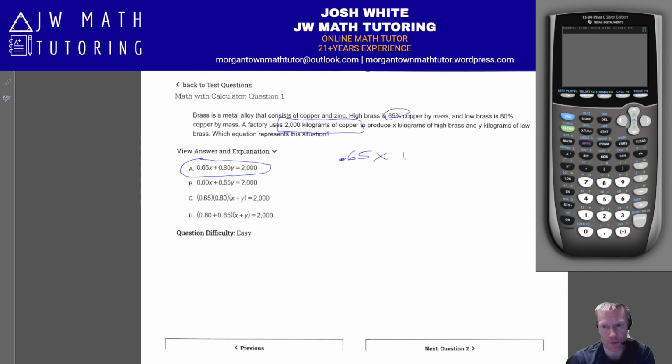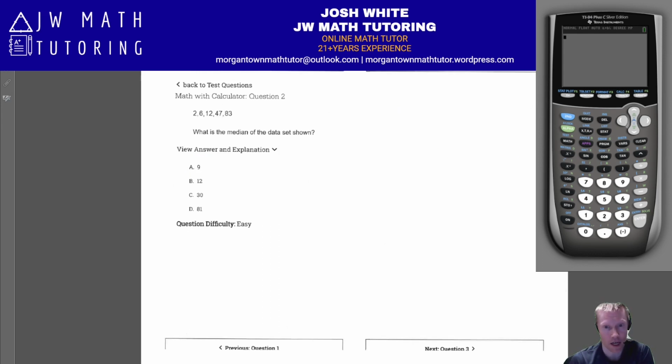Then you do the same thing with the low brass. It's 80%, or 0.8 times y, the total mass of the low brass, and then you just add those two things together and they equal 2,000. So the correct answer here is letter A.